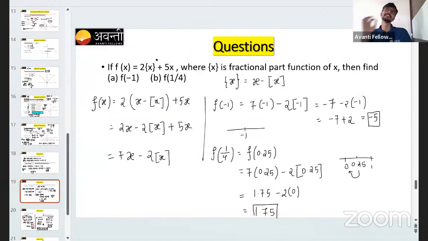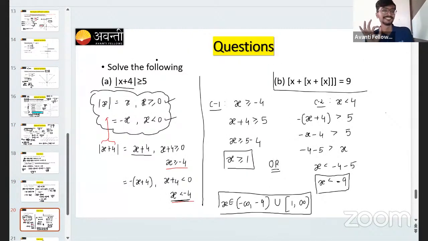As requested, we are going to start with trigonometry. Just revise the formulas. I hope you'll revise the formulas.